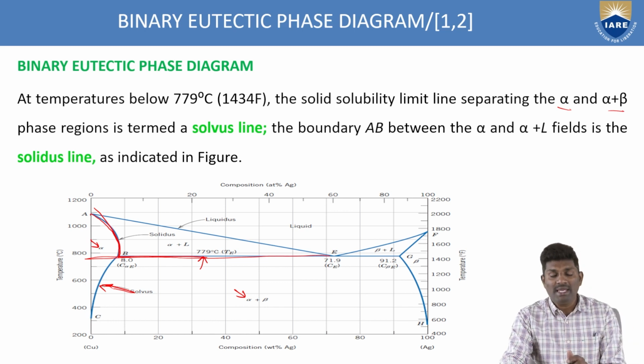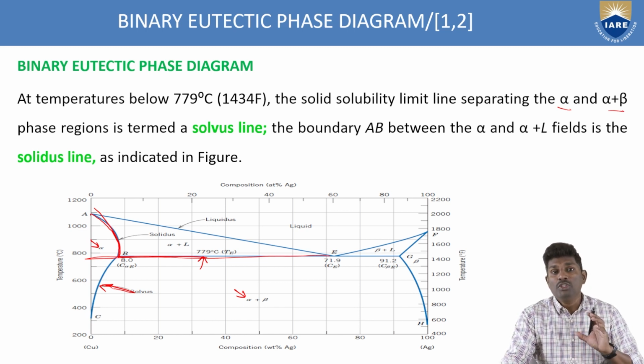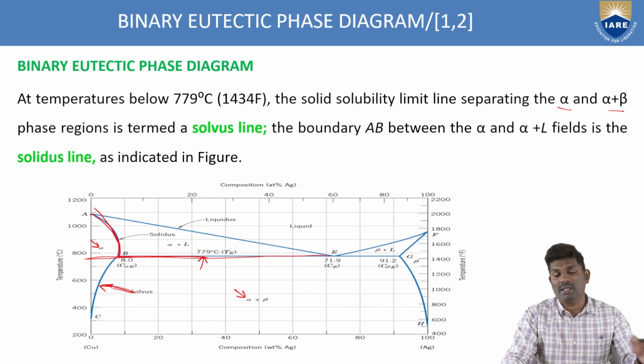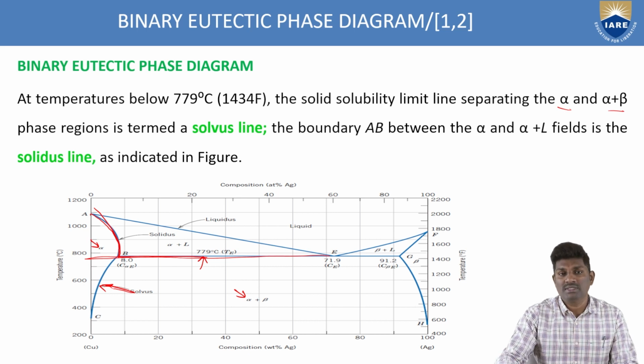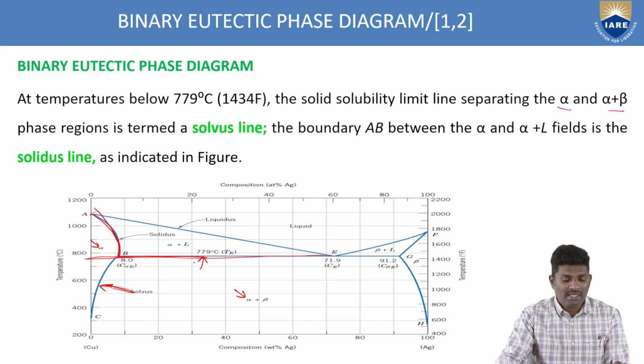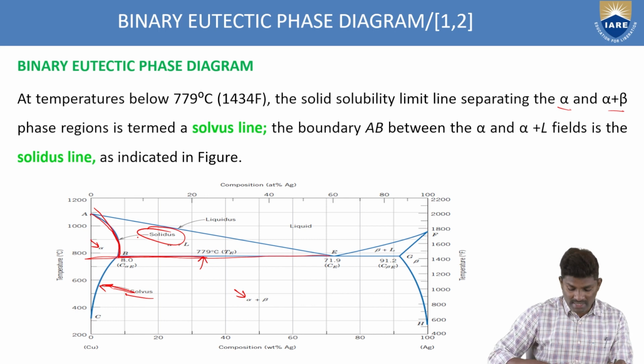So this line is giving the information about the solvus line as well as the solidus line. Okay, solvus line is nothing but how much amount is being dissolved into the solid. The line below 779 degrees centigrade is the solvus line, and above 779 degrees centigrade you are getting the solidus line. So these are the two things you can identify from these phase diagrams.